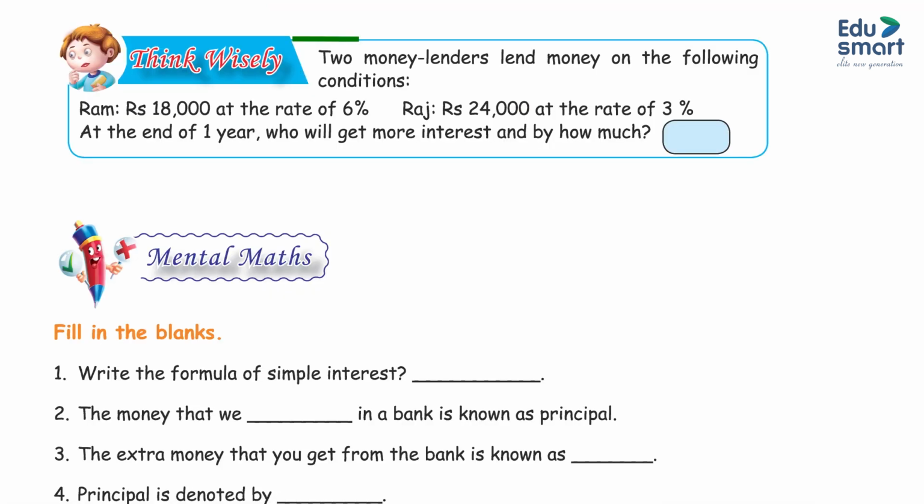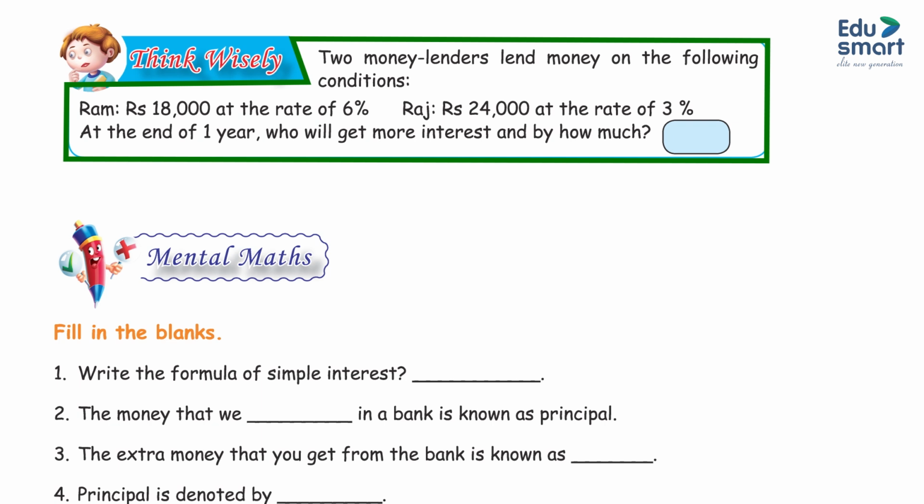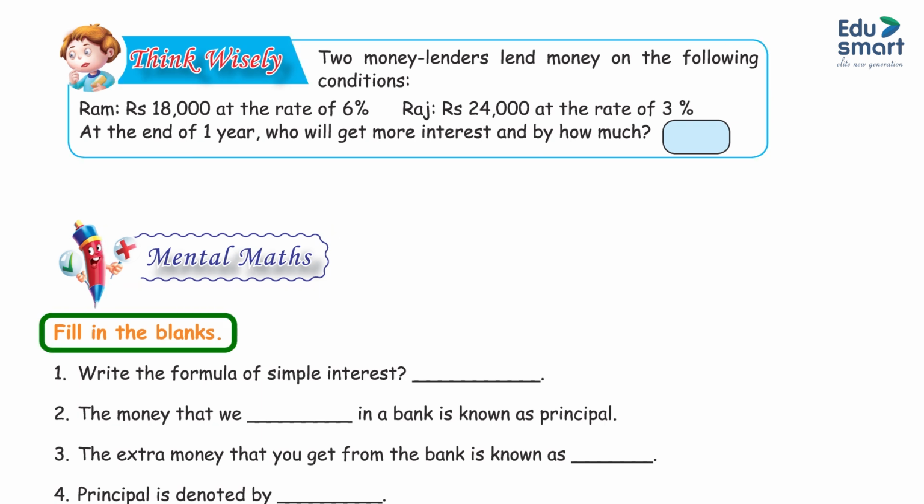Think wisely. Two money lenders lend money on the following condition. Ram rupees 18,000 at the rate of 6%. Raj rupees 24,000 at the rate of 3%. At the end of 1 year, who will get more interest and by how much? Answer: Raj. Mental maths. Fill in the blanks.